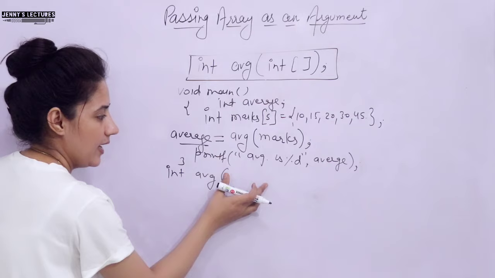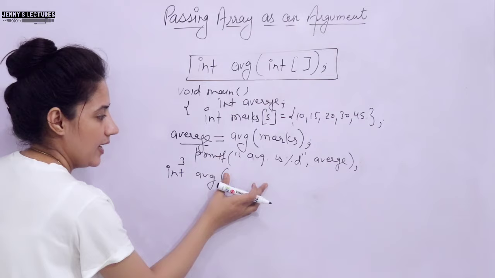Or you can take A, B, C, any different name also, right? So here, that's it. No need to specify the size here. This you have to write as an argument. When you pass an array as an argument, then in the definition, this would be the case. In declaration, and in function calling, only pass the name of the array.